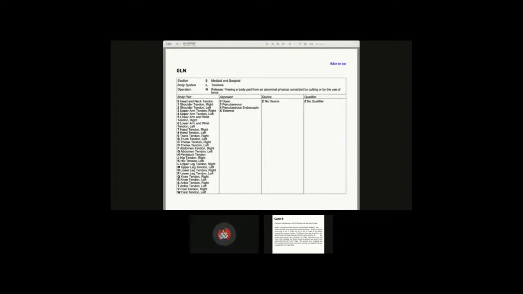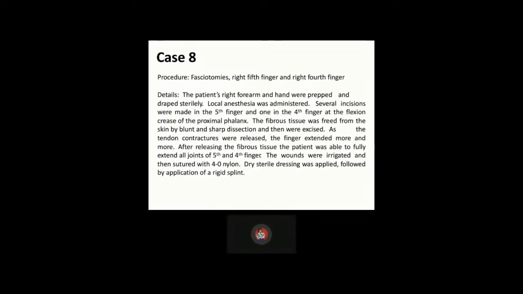Now, because the patient had two body parts that were involved in this procedure, we are going to report the same code twice. So 0LN70ZZ would be reported twice.